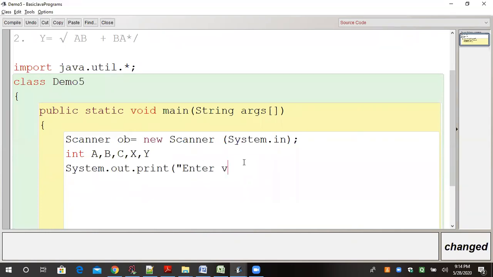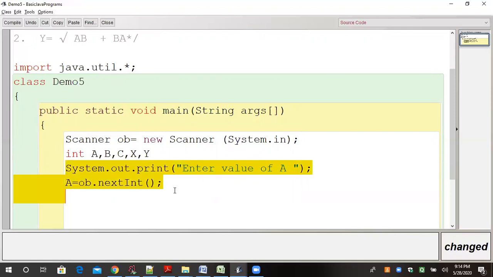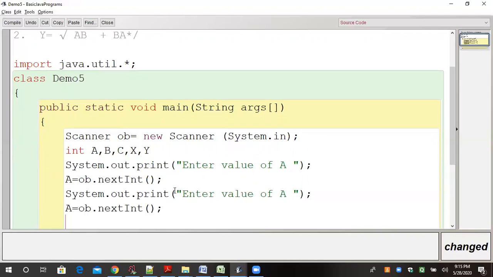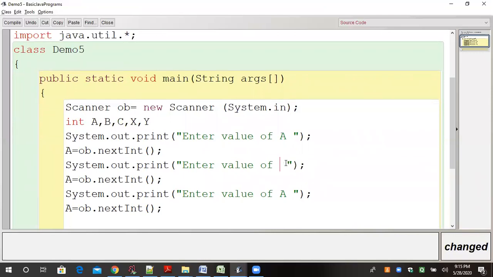Enter value of A, and A is equal to ob.nextInt. I don't want to write the same thing. I'm just copying. Pasting, and one more time pasting. And I just want to change, this is B, this is C, this is B, this is C. Understand? So what is the formula of X?